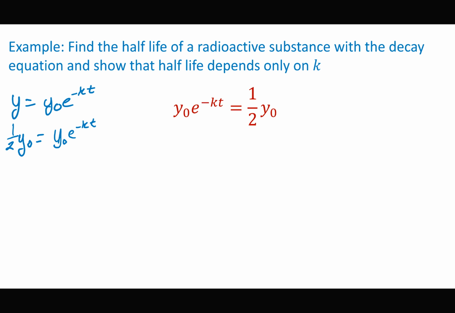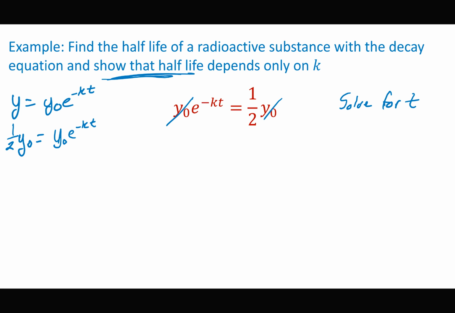All this is saying is we're still using that same formula, but we want to show that half-life depends only on k. If I have y sub 0 equaling y sub 0, I don't have to worry about that. That's like saying 5 equals 5. So I'm only left with e to the negative kt equals 1/2, and I'm trying to solve for t.